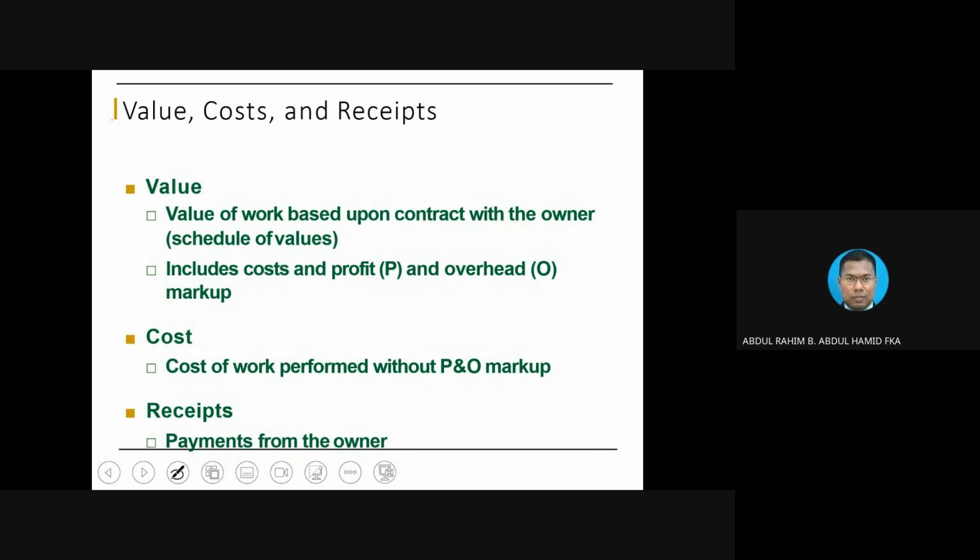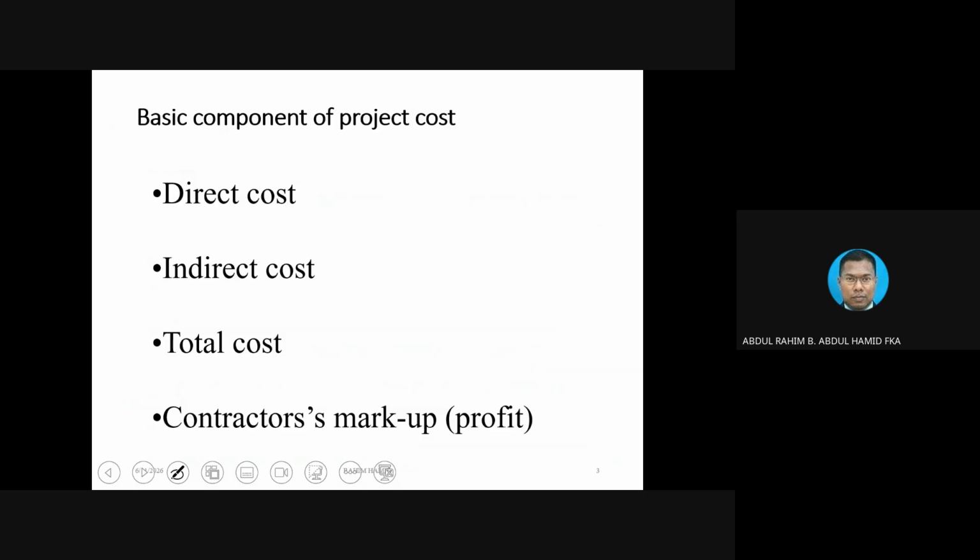By right, the contractor should receive the value of the work based on the quantity of the work. But when the contractor claims based on the value of the work, they will be paid in accordance with certain terms and conditions. Meaning the payment received would not be equivalent to value. Otherwise, it would be the same anyway. That is what we call receipt.